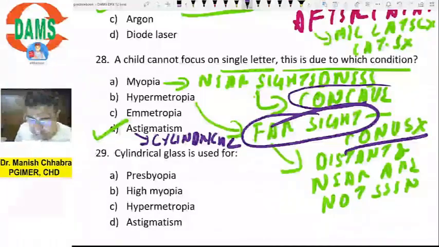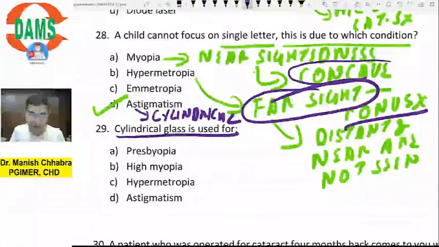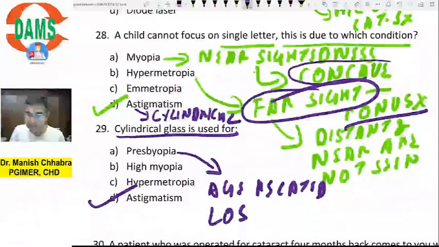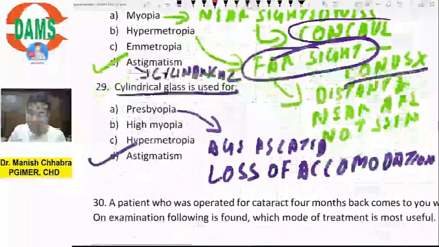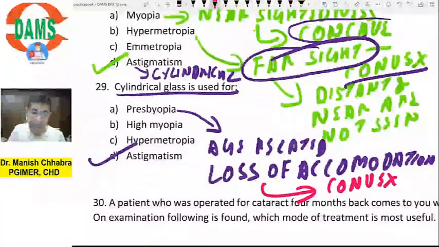Okay. Now next question, we have already done this. Cylindrical glasses are used for astigmatism. What is presbyopia? It is physiological, age related loss of accommodation. Age related loss of accommodation is presbyopia. Which glasses are you going to give in presbyopia? You are going to give convex glasses. Even in hypermetropia you are going to give convex glasses.